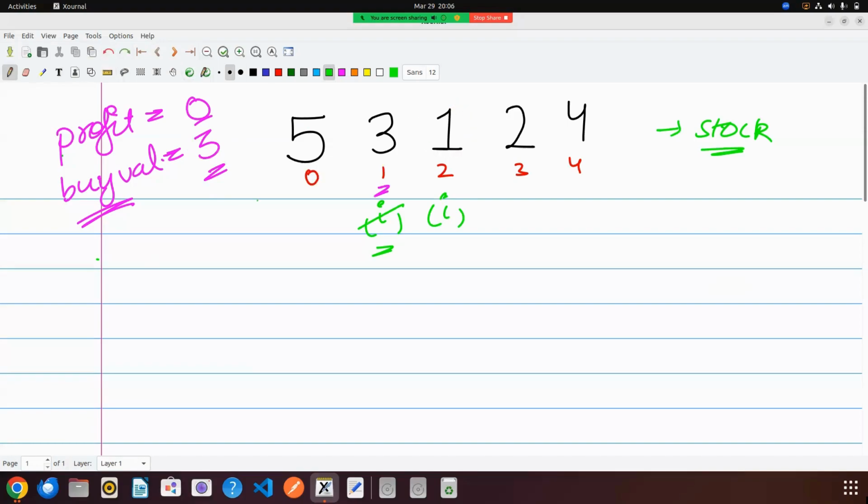If I sell it on this day, I will sell it for 1 and I bought it for 3. So the profit I will achieve is -2, which is not better than the 0, right? So of course, I'm not going to sell it on this day. Now, is it better to buy it for 3 or is it better to buy it for 1? Because it's the same stock, it is always better to buy it for less, right? So I am going to update my buy value with 1.